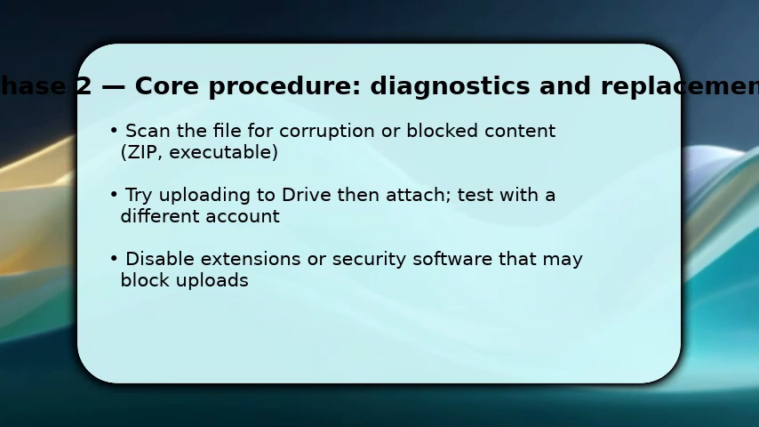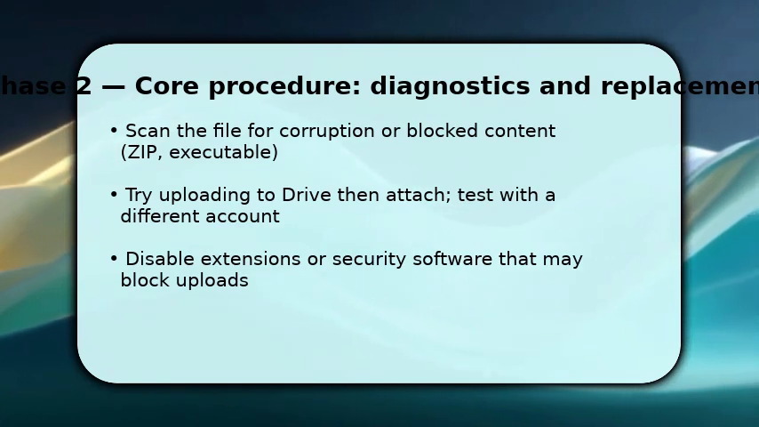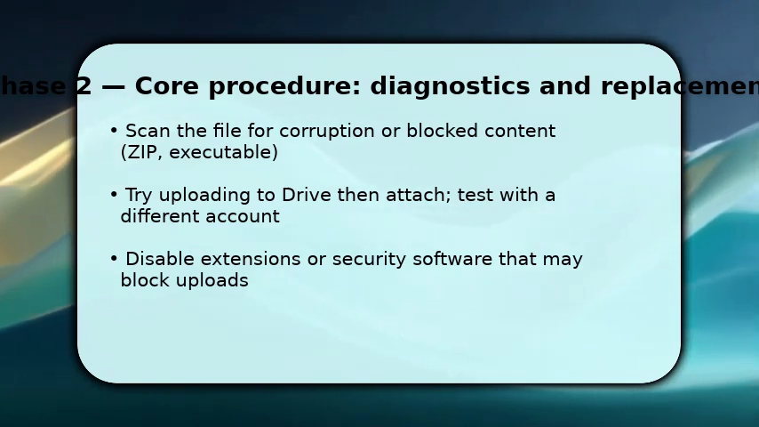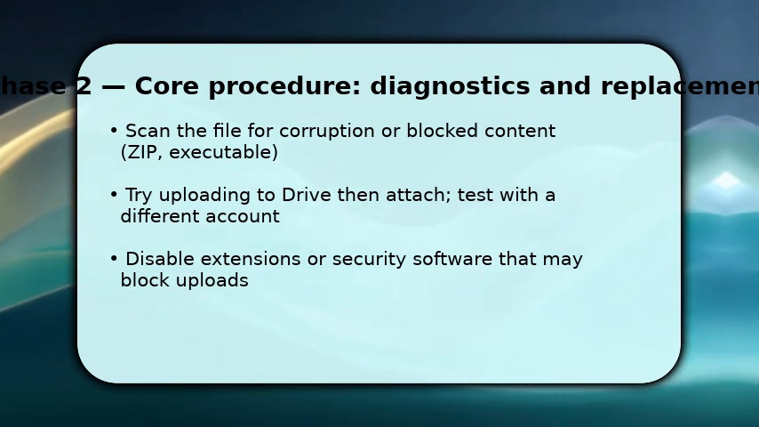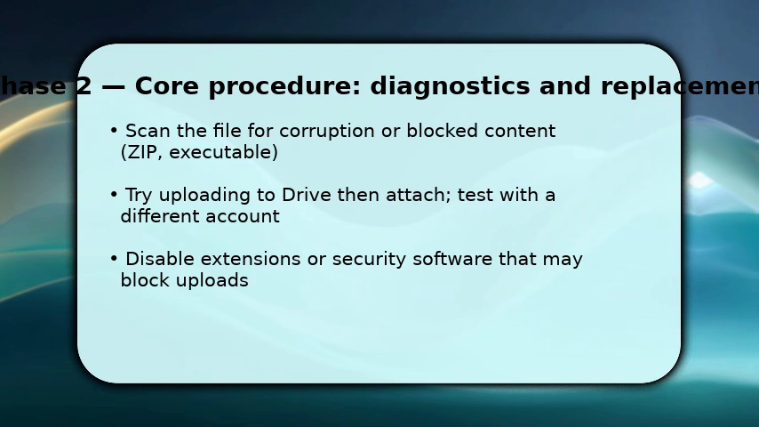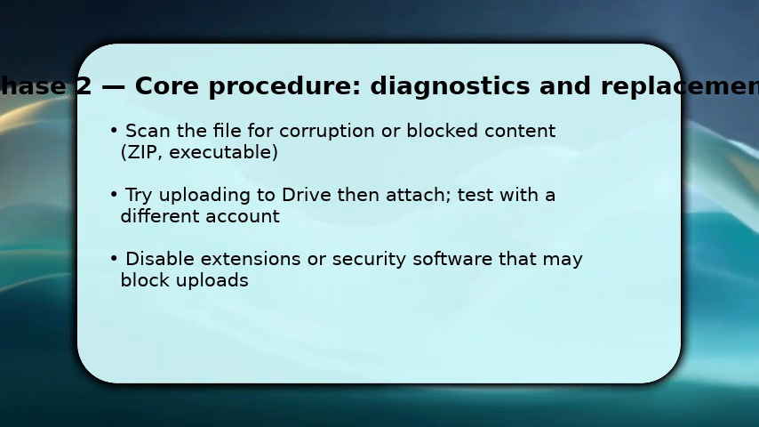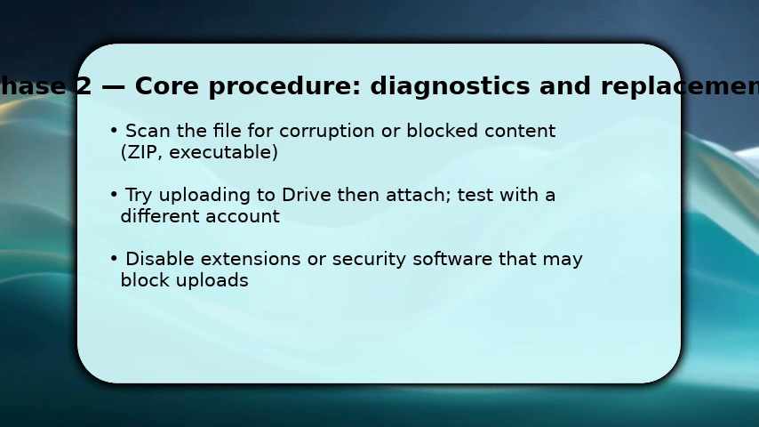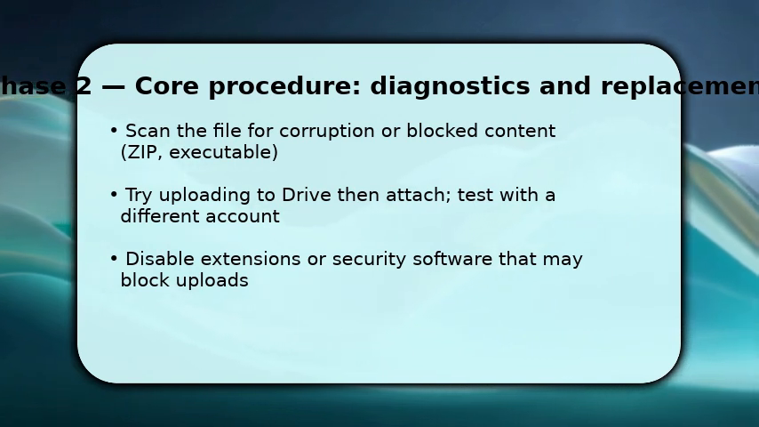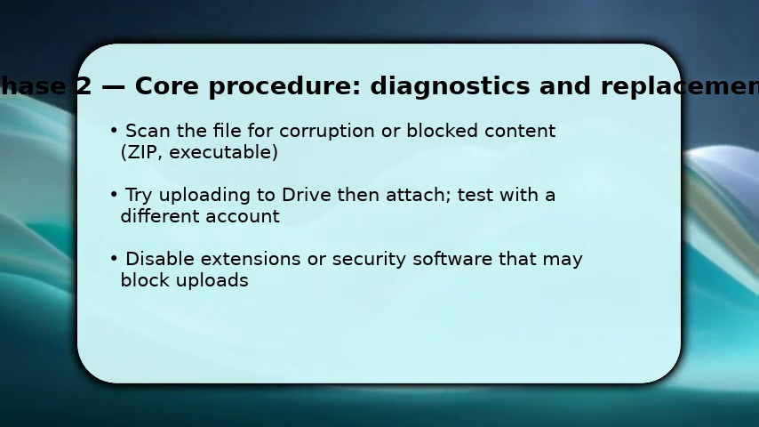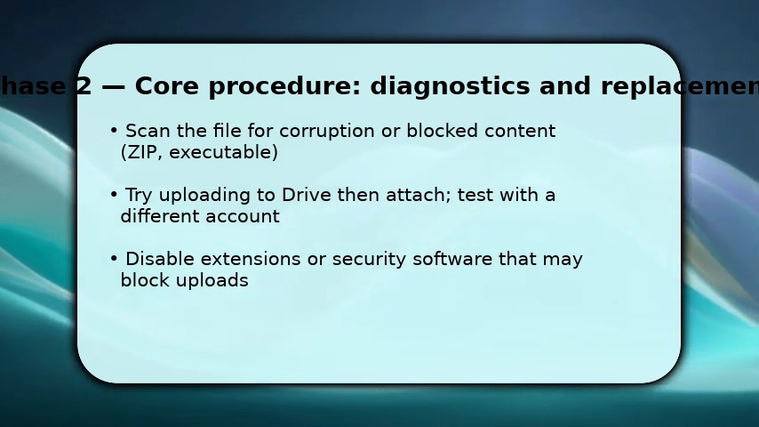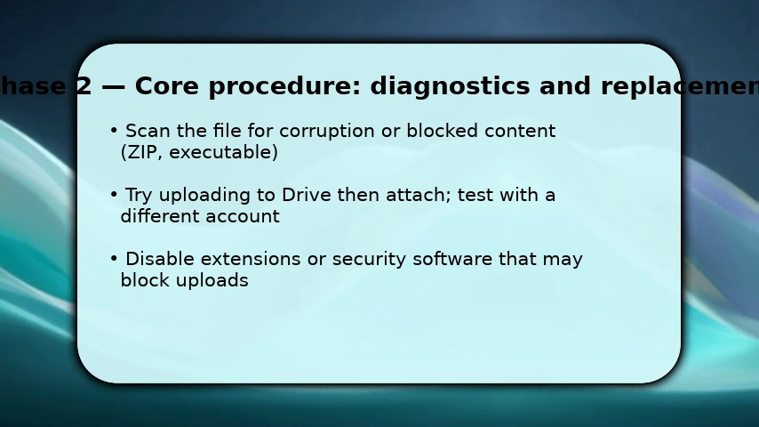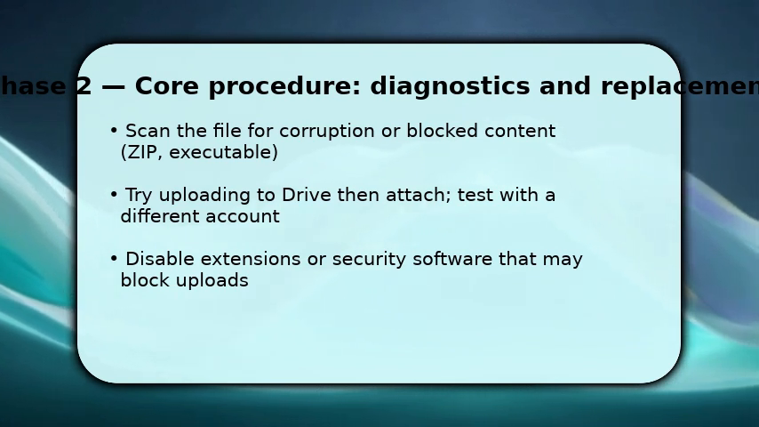Now you dig deeper into the file and account. First, scan the attachment for corruption and for disallowed content like executables inside ZIPs, which Gmail strips or blocks as risky items. If size is large, upload to Google Drive and attach the Drive link instead, because Drive bypasses the 25 MB inline limit. Then test sending the same attachment from a different Gmail account or device. If it works there, you know it's account or client-specific.